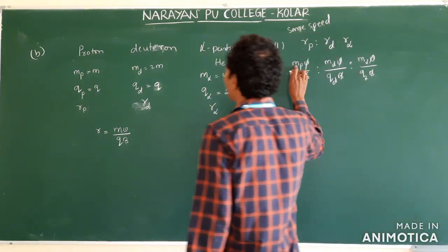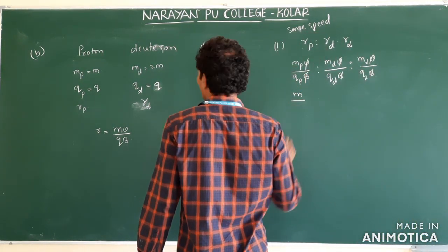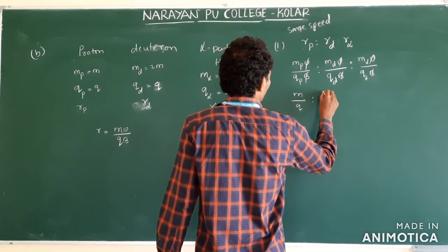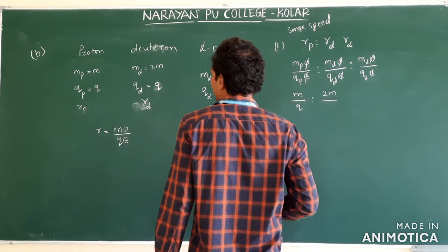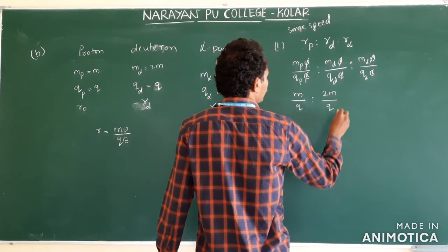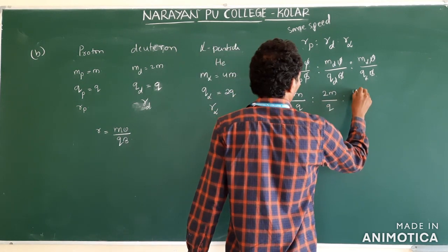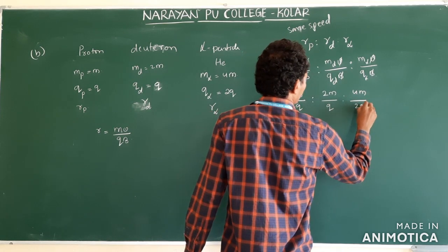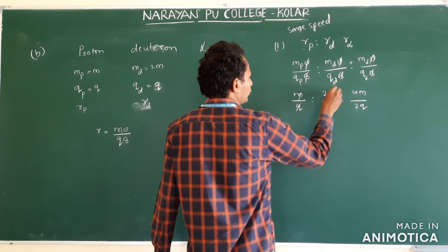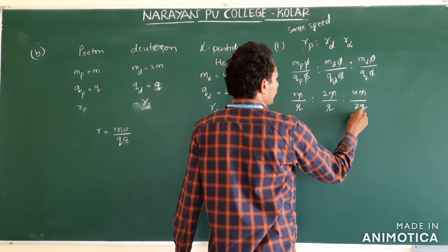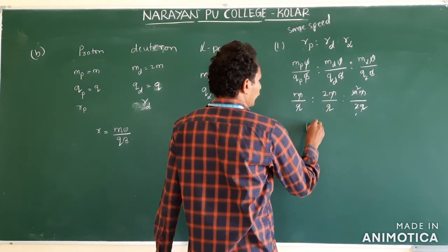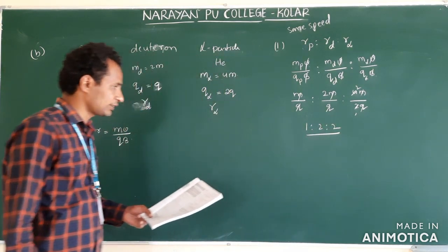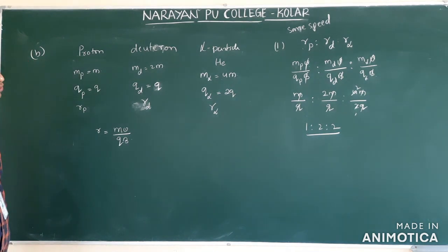So V cancels. mp is m, qp is Q. md is 2m by charge Q. Mass of the alpha 4m by charge 2q. So m and q cancel. 2 ones, 2 twos. So 1 is to 2 is to 2. This is the radius ratio. 1 is to 2 is to 2.